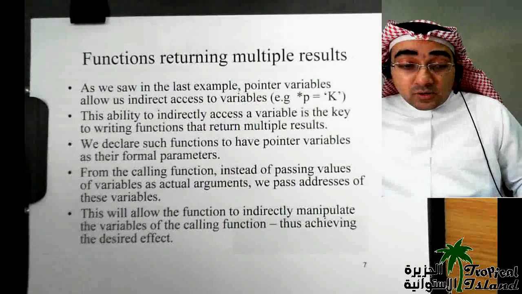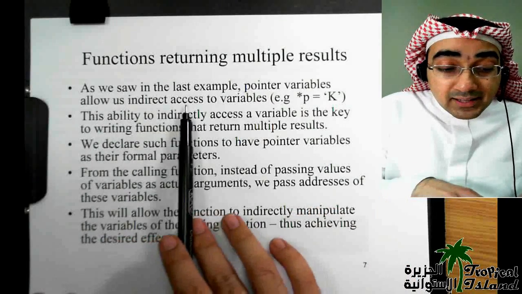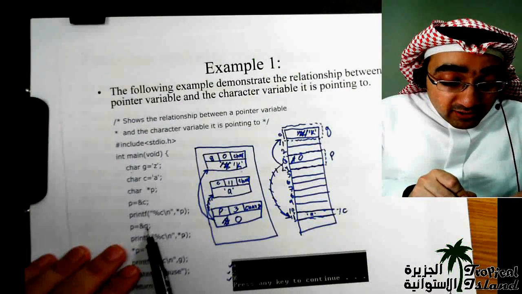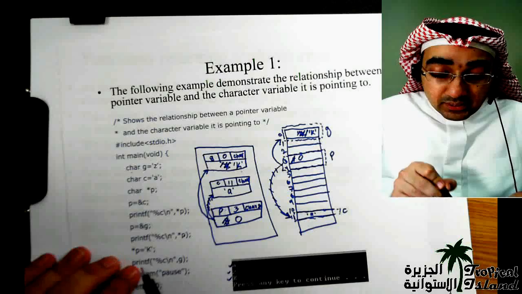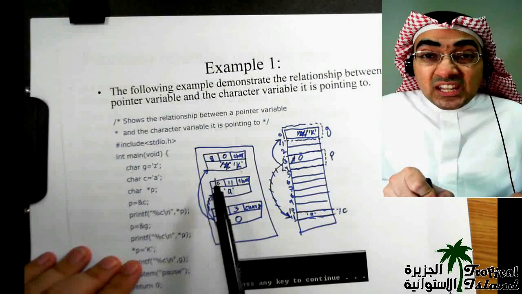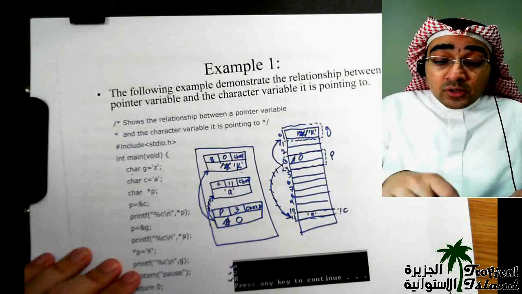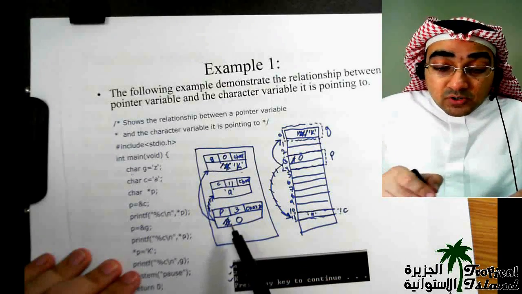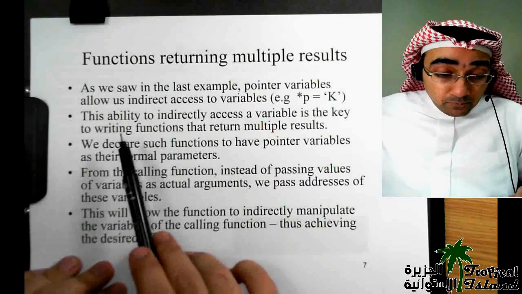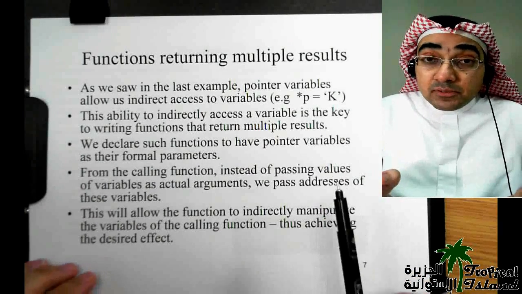Okay, so continuing on this, as we saw in the last example, pointer variables allow us indirect access to a variable. Okay, so what happened over here? When we have p is equal to the address of g, we printed the pointed value of p, we got the z, and then we said the pointed value of p is equal to k. We actually accessed z and we changed it, so it's an indirect access to z using a pointer variable. Okay, so g by itself doesn't know it has been changed because we didn't use g, but the pointer went secretly inside and changed g. Okay, this ability to indirectly access a variable is the key to writing functions that return multiple results. Okay, so this is the key.